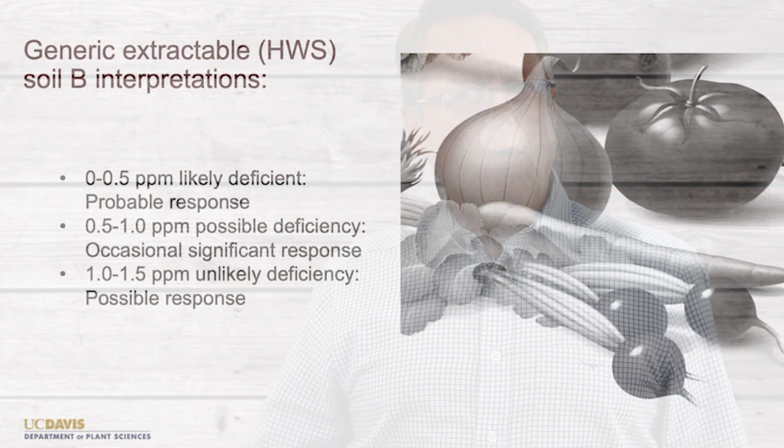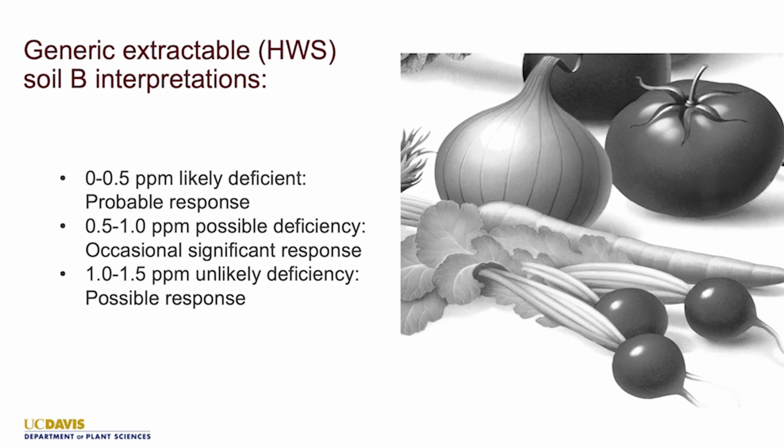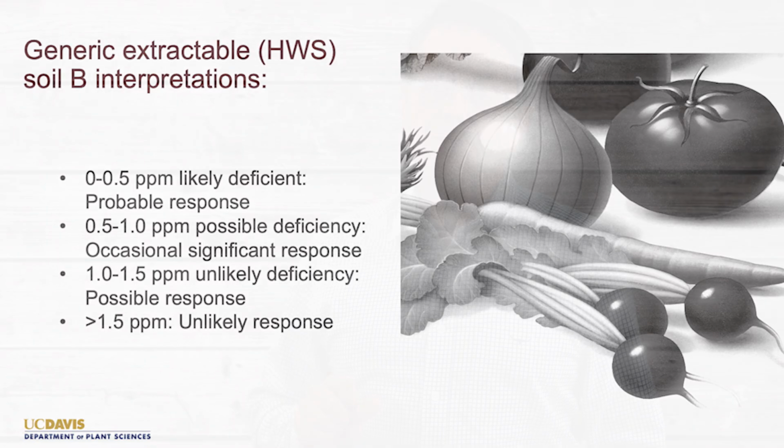So it's not unusual with a boron test like this to get, 2 years out of 4, 3 years out of 5, a major response, but the remainder of the time having no response. That's because of some of these climatic interactions. Once you're above 1, moving on to 1.5, deficiency is unlikely, but responses are still possible. And it is only when you get to the large boron concentrations where you get into the realm where you could safely say, I will not get a response to boron.